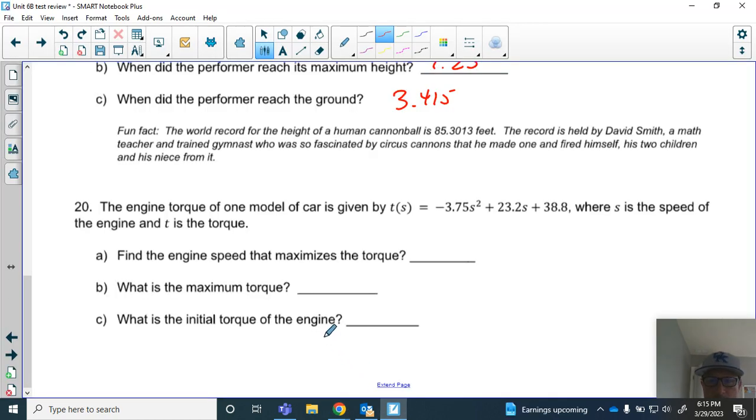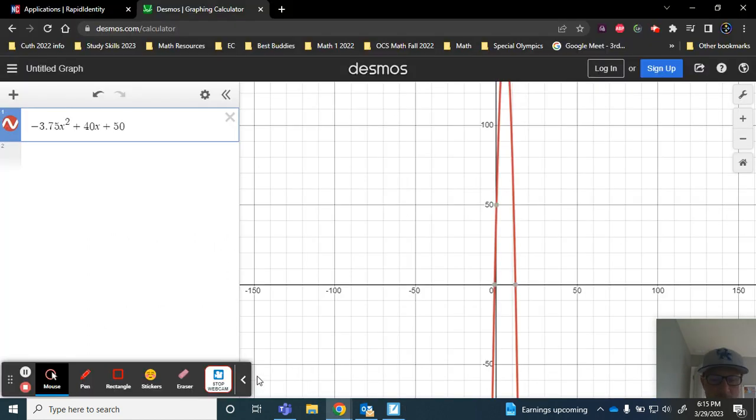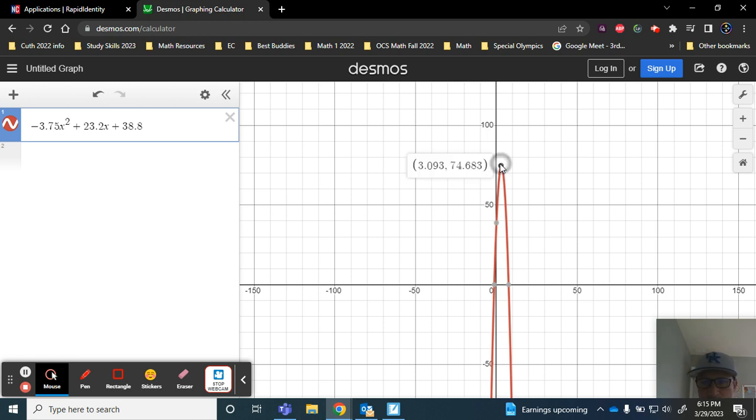And that's going to be 23.2 and 38.8. All right, and what are they asking? I'm sure they're going to want to see how high it can go and when it hits the ground. That's usually what they ask us here.